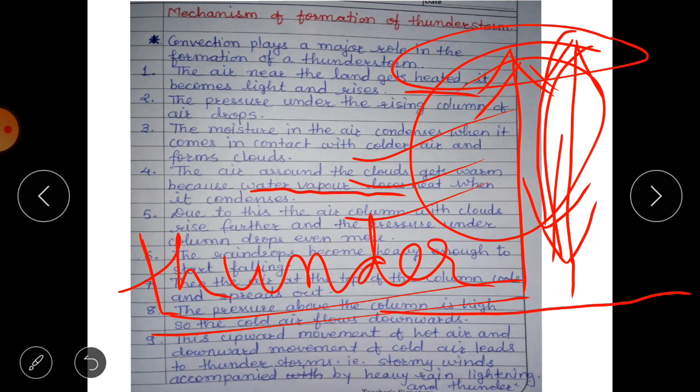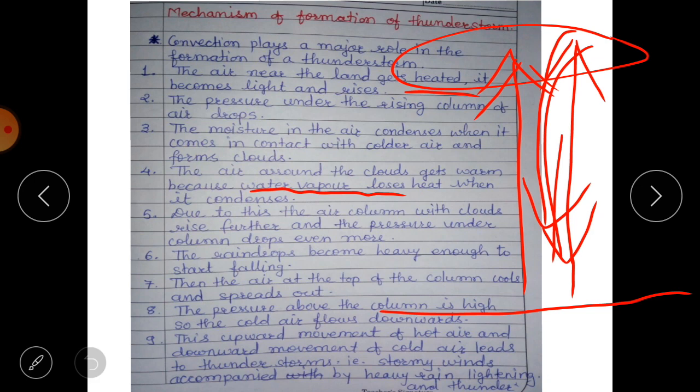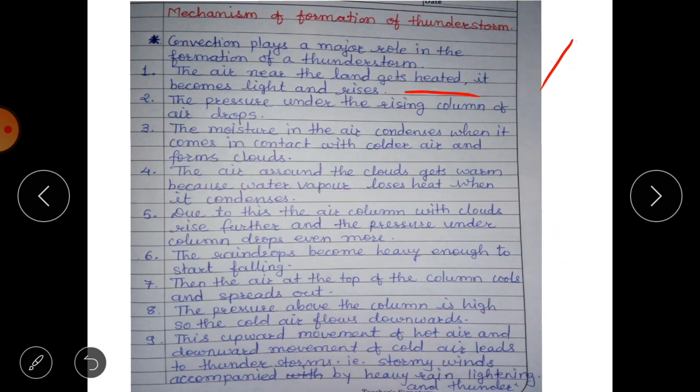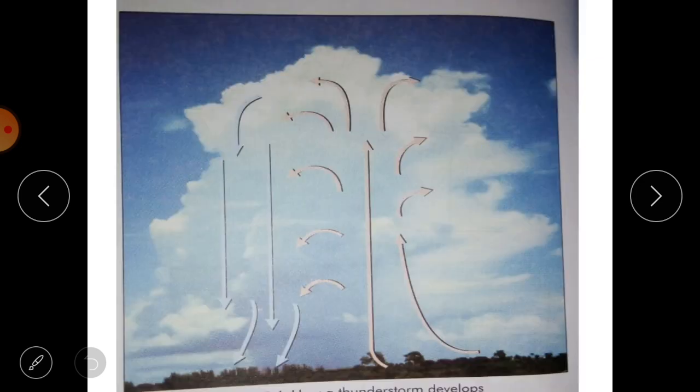Also it is accompanied by heavy rain and lightning. So these are the steps, or this is the mechanism of formation of the thunderstorm. So what is a thunderstorm? It is nothing but the upward movement of the hot air and the downward movement of the cold air which leads to a thunderstorm. That is, stormy winds accompanied by heavy rain, lightning and what? Thunder. Okay, so this is about thunderstorms.